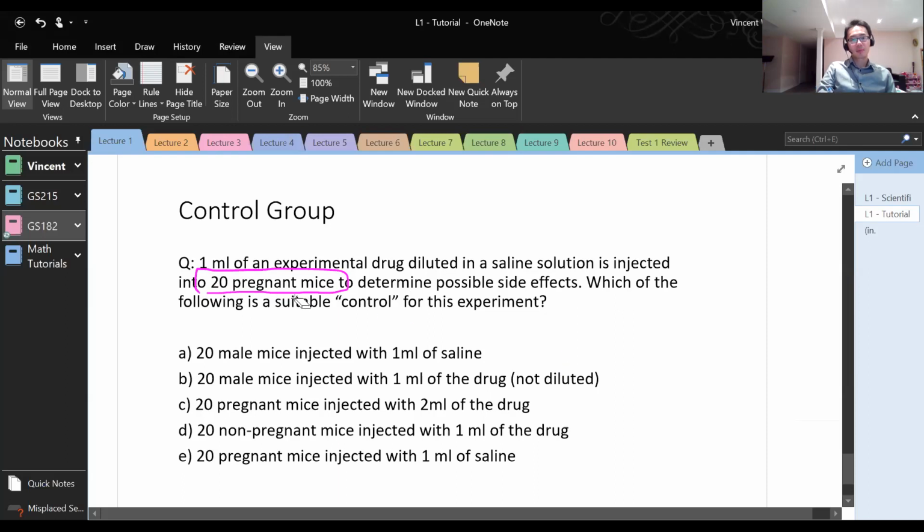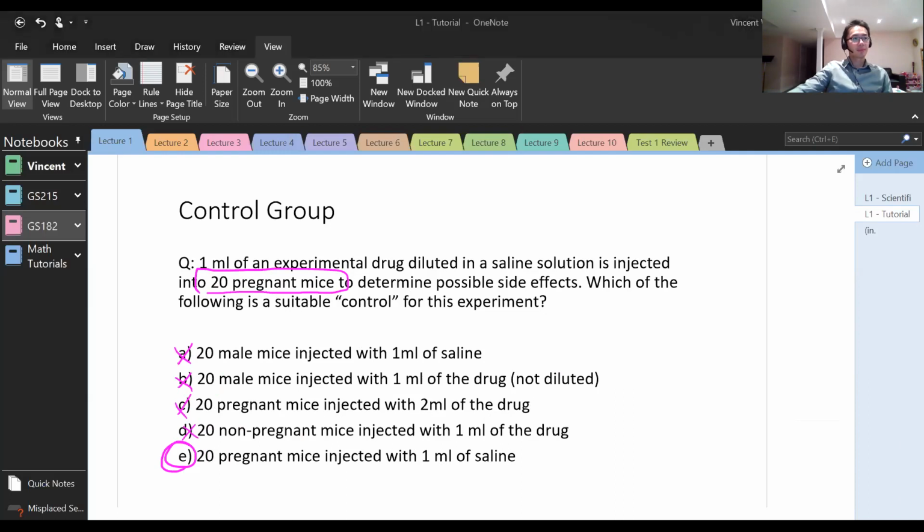Well, if we are using pregnant mice, then we cannot use male as a control, and we cannot use non-pregnant mice as a control. Okay. So control means no treatment, right? So we will not be giving them 2 ml of the drug. We'll just be giving them 1 ml of saline. That would be the correct answer.